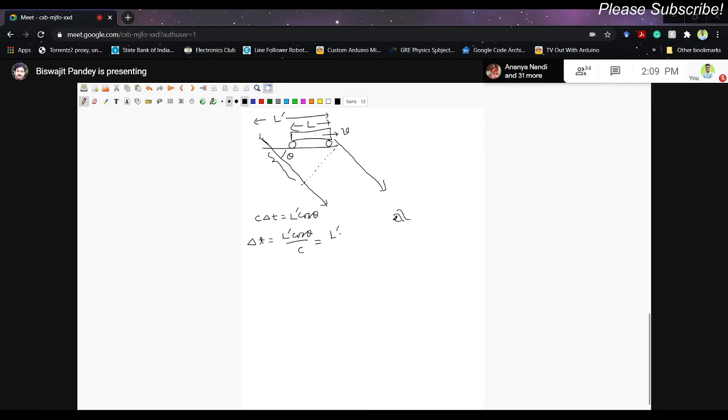Delta t will be L prime cos theta by c, which will be again L. This is not going to change. L prime minus L, because the train is moving in this direction, so this will still be v delta t. That will be L prime minus L by v. This is delta t. If you equate that, you will get another relation: L prime equals L divided by 1 minus v by c cos theta. Or you can write v by c as beta, that is L by 1 minus beta cos theta.